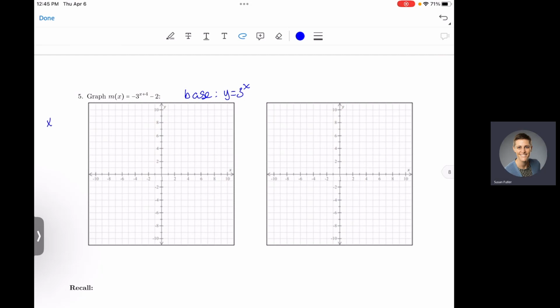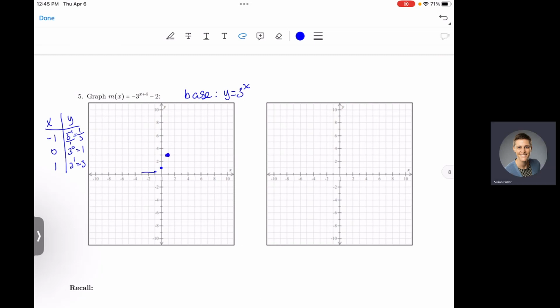So to make sure I know what that looks like, I'm just going to pick a couple of points. I'm just going to do -1, 0, and 1. So if x is -1, y is 3 to the -1 power. That has to move downstairs, so I've got 1 over 3 to the first power. That's 1/3. If x is 0, then my y value is 3 to the 0 power, which is 1. And if x equals 1, my y value is 3 to the first power, which is 3. So I've got (-1, 1/3), (0, 1), and (1, 3).